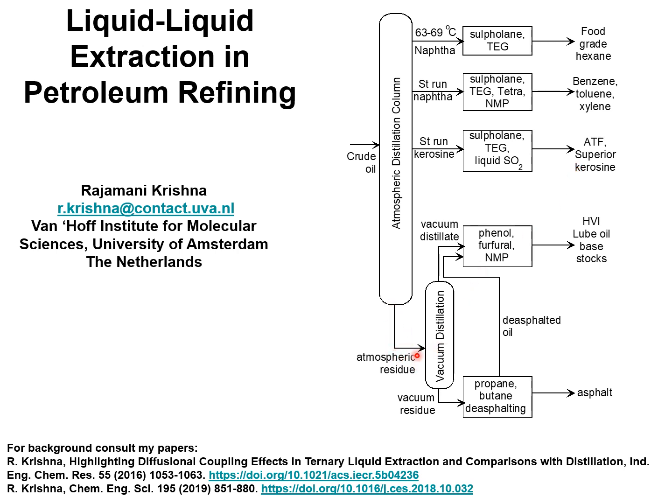If we go on to the atmospheric residue, we have liquid-liquid extraction processes for producing lube oils with improved flow properties with high viscosity index, and the vacuum residue is subject to de-asphalting, which is a liquid-liquid extraction process to produce de-asphalted oil. And asphalt is the aromatic rich product that is used in construction of roads.